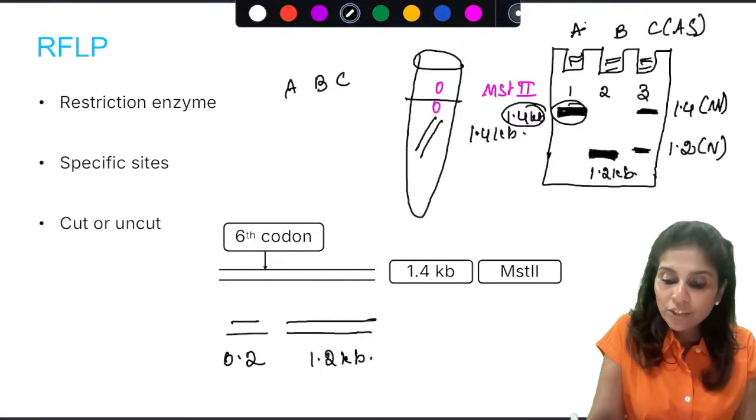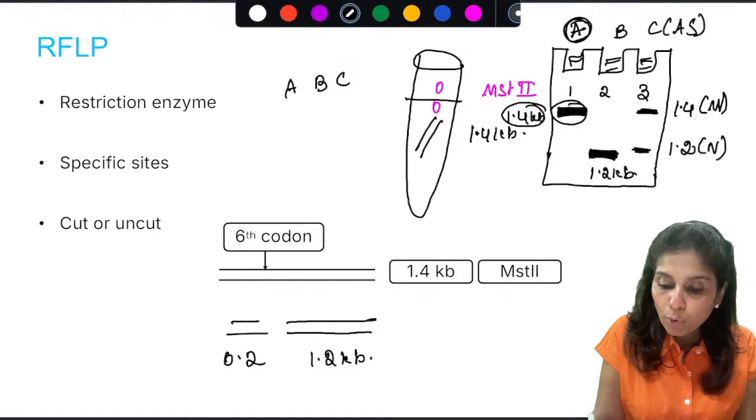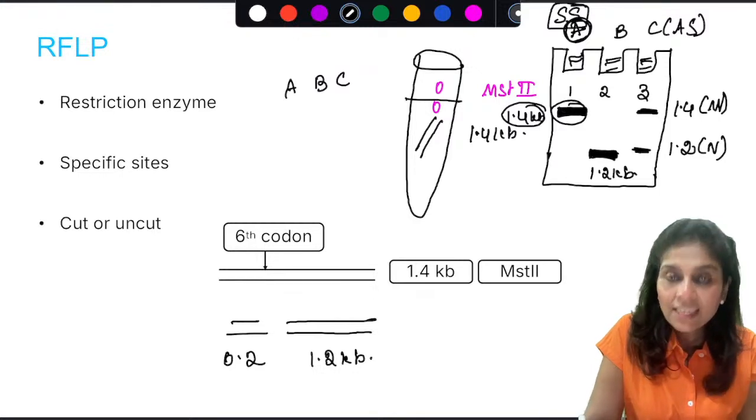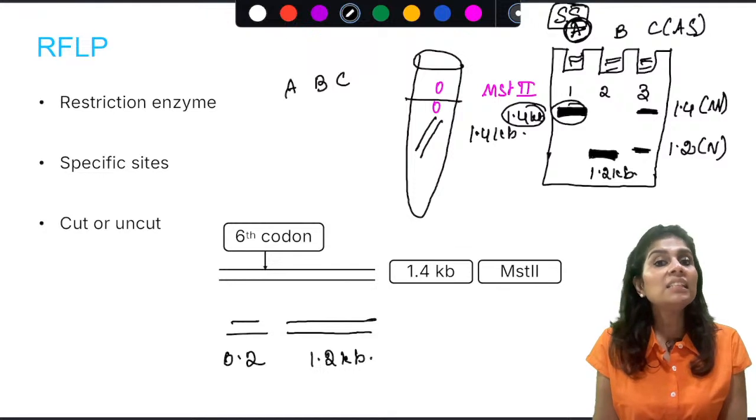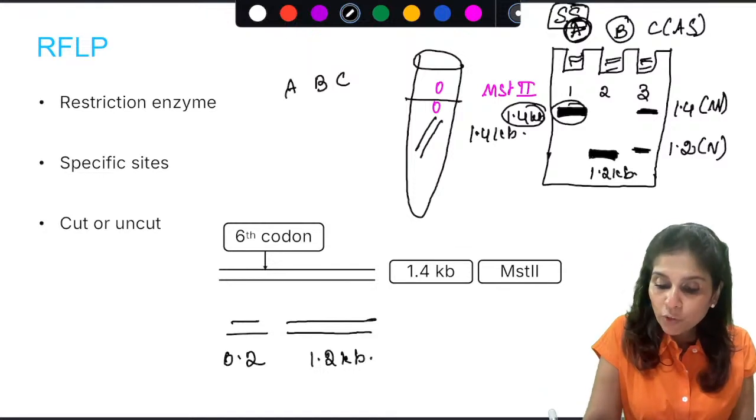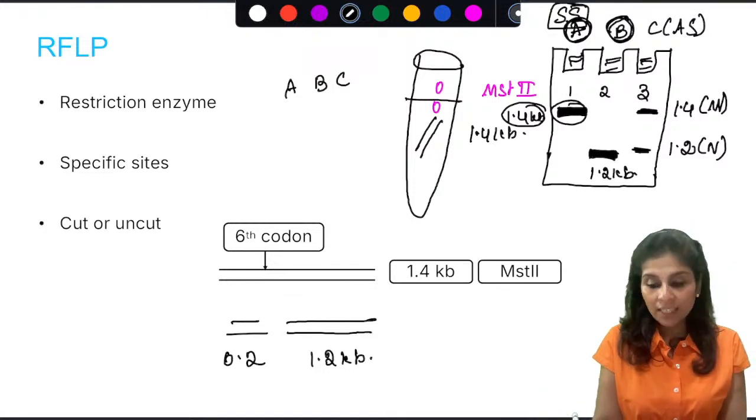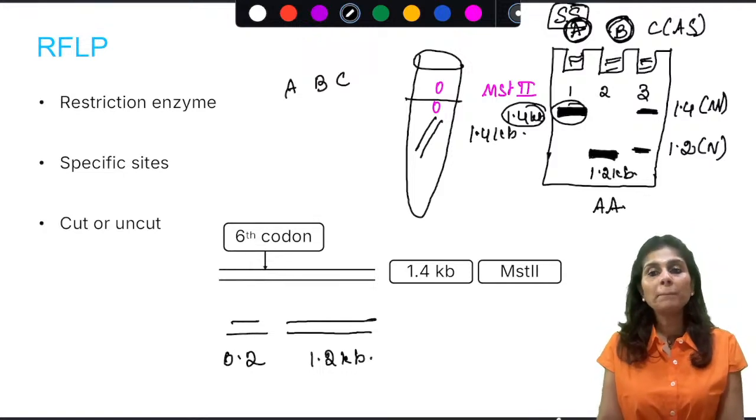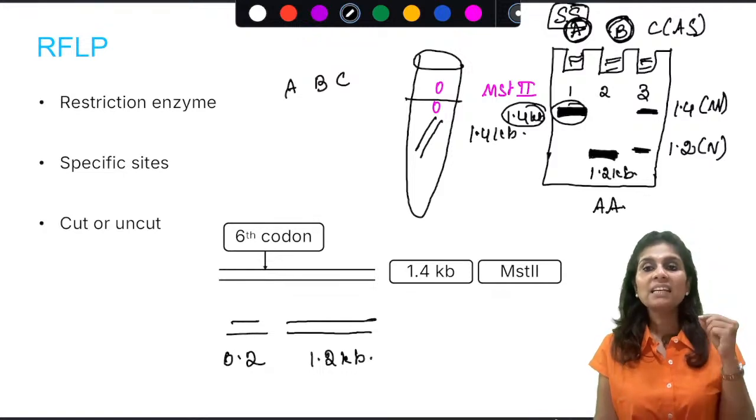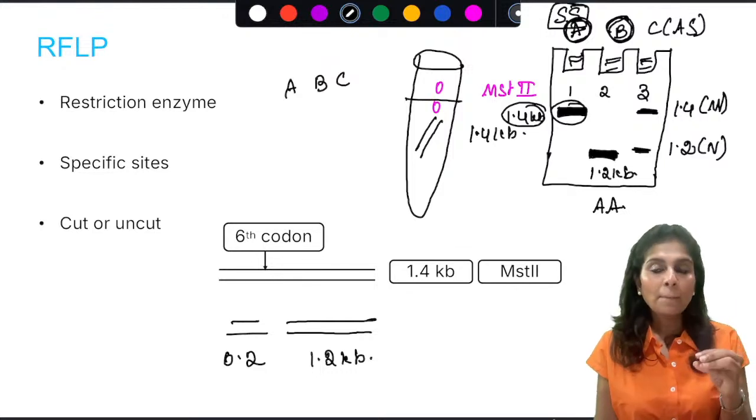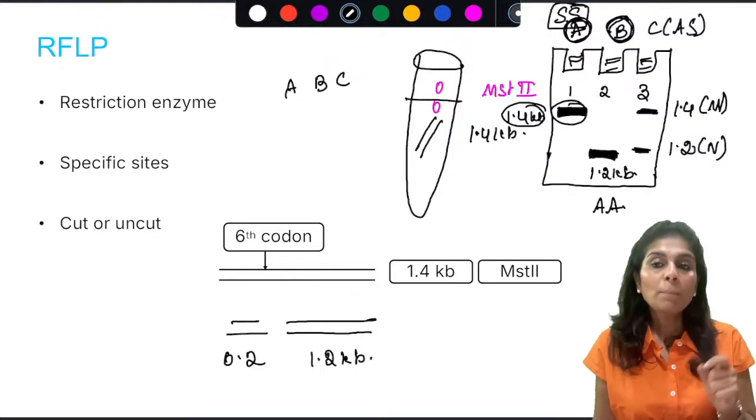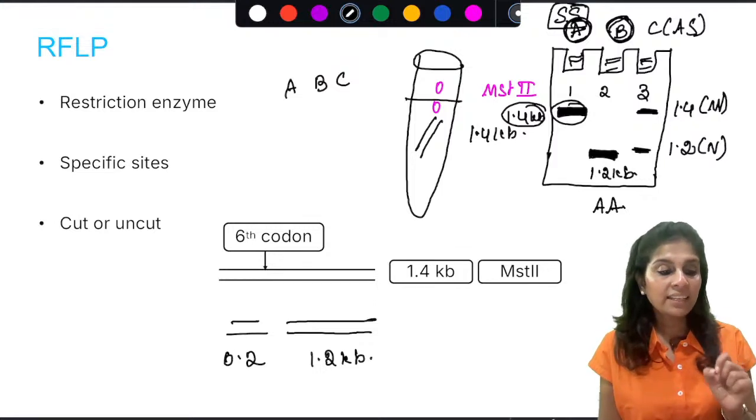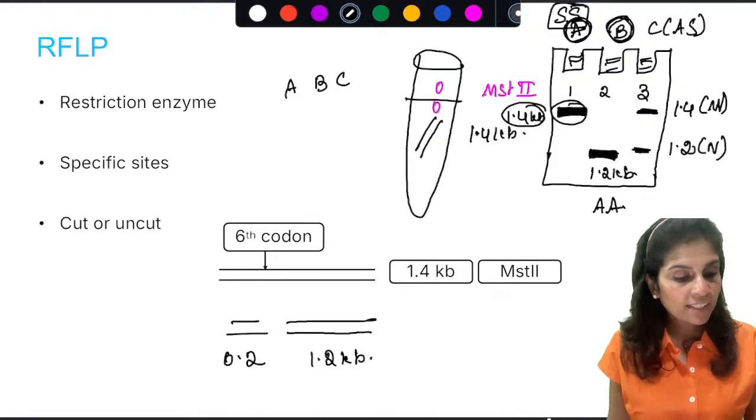Okay. What is the genotype of person A? Both are uncut, which means the person A's genotype is SS or the person is sickle cell diseased. What is the genotype of person B? Both are cut, which means both are normal. So the genotype of person B is AA. So person A is sickle cell diseased, person B is normal, person C is heterozygous for the mutation, person C is a carrier. Do you all understand this?